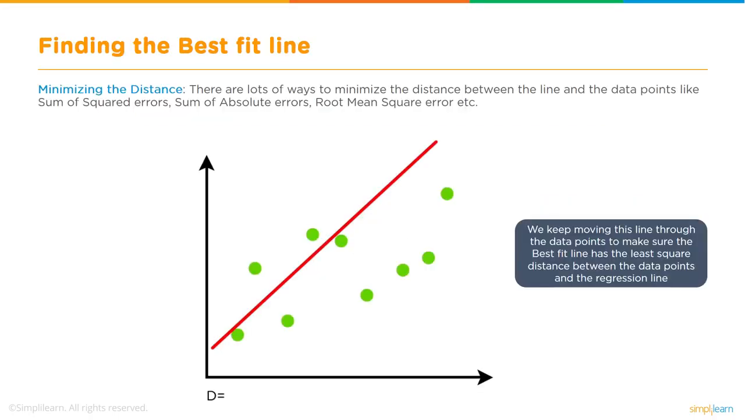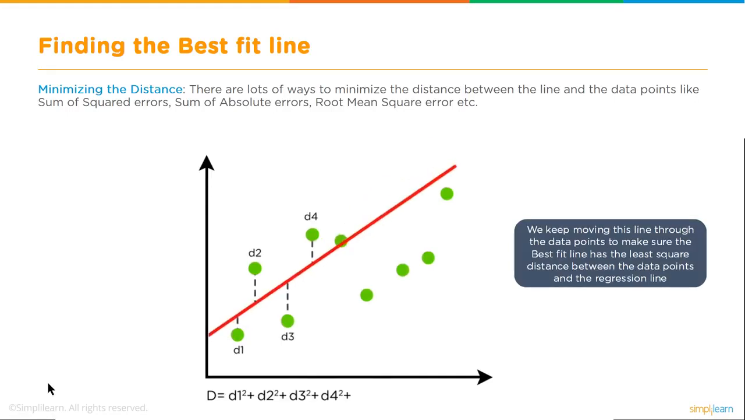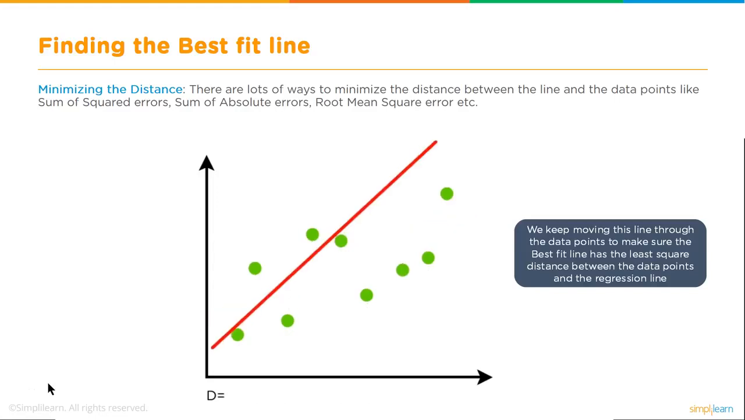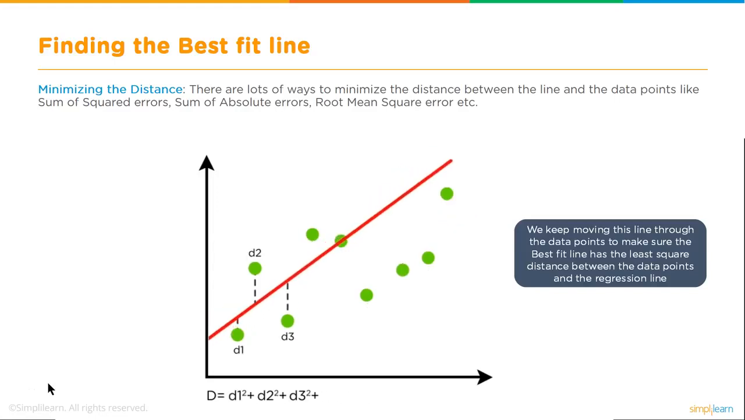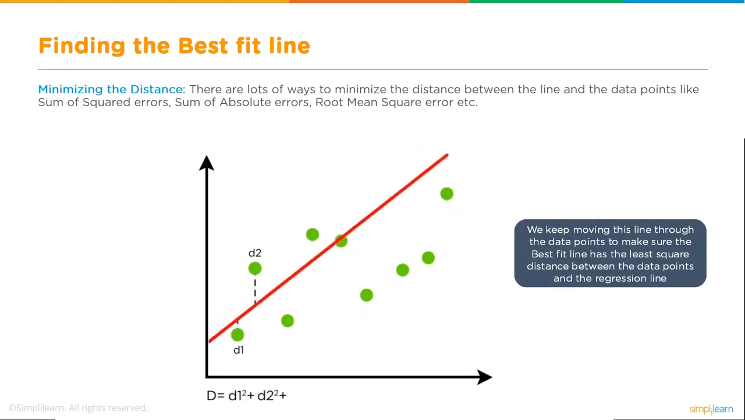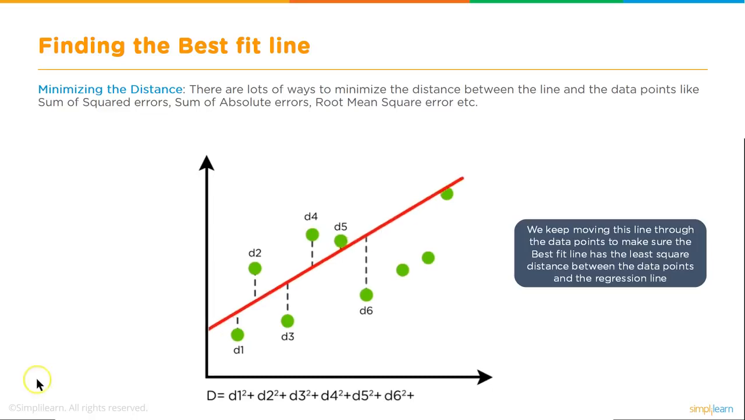Minimizing the distance: there are lots of ways to minimize the distance between the line and the data points, like sum of squared errors, sum of absolute errors, root mean square error, etc. And no matter how you compute the errors, you can see here this is what it's basically going through. It's taking the line and slowly adjusts it until it has the minimal error available, the minimal distance between the line and the different data points.